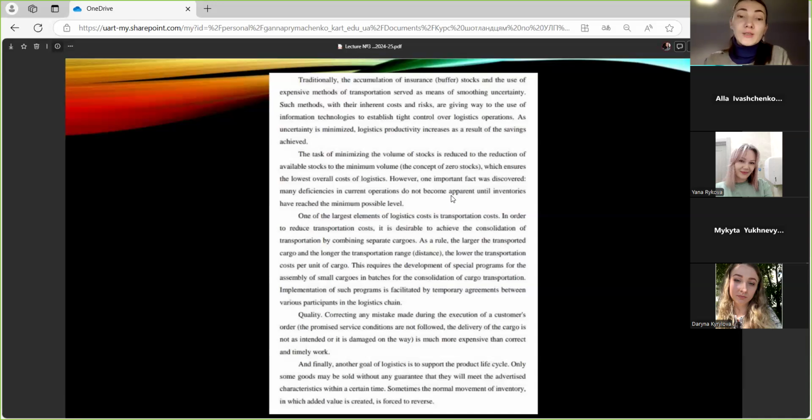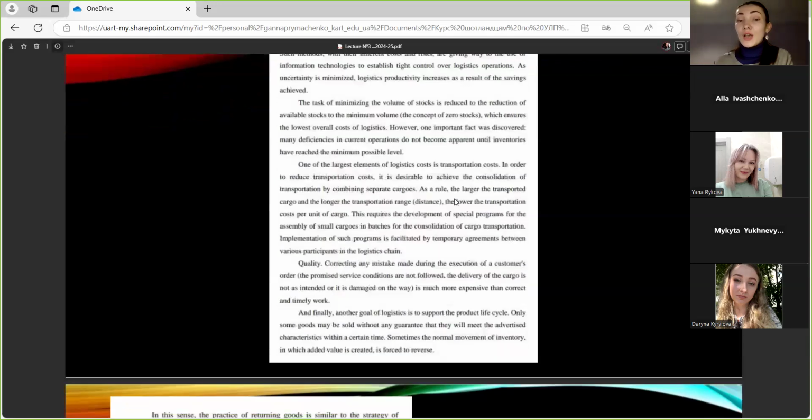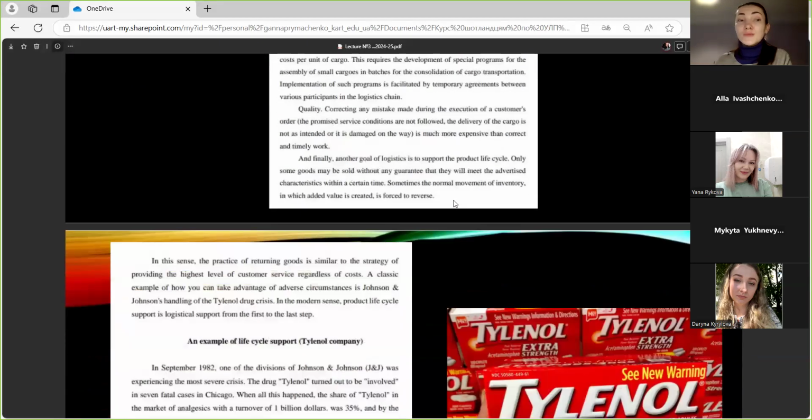And finally, another goal of logistics is to support the product life cycle. Only some goods may be sold without any guarantee that they will meet the advertised characteristics within a certain time. Sometimes the normal movement of inventory in which added value is created is forced to reverse. Sometimes it is very important, and we couldn't do without this.